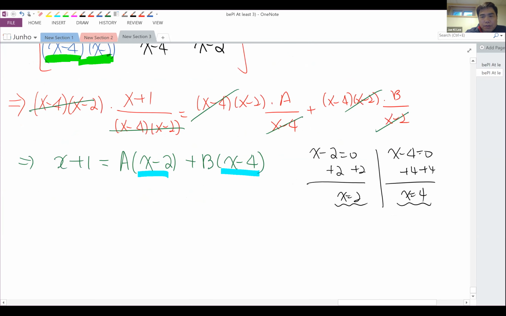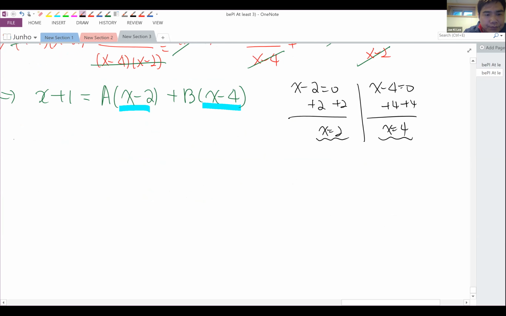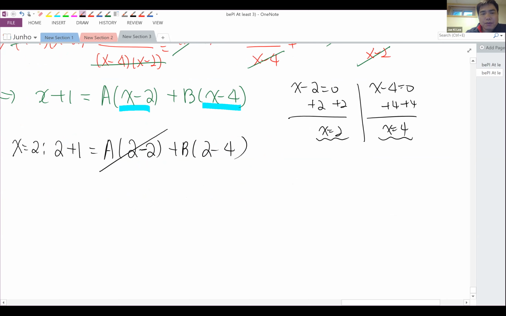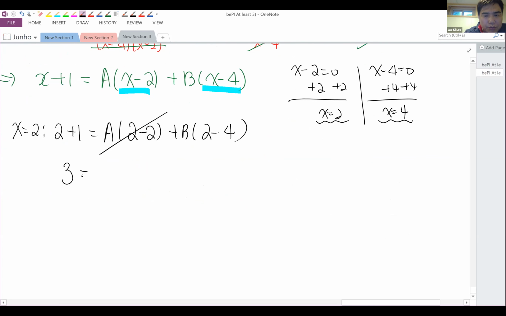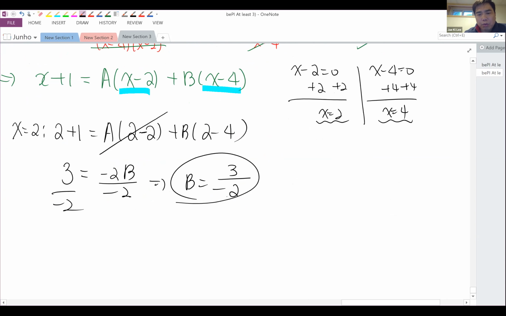Okay, so x equals 2. Then 2 plus 1 equals a times 2 minus 2 plus b times 2 minus 4. So this is gone because it becomes 0. So 3 equals negative 2b. Divide by negative 2. Therefore, b equals 3 over negative 2. Now, don't plug this into here. We are using this one and finding a.